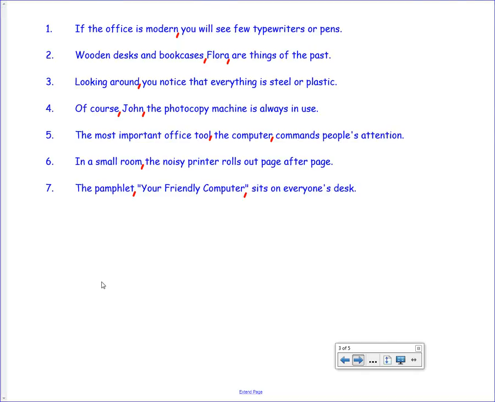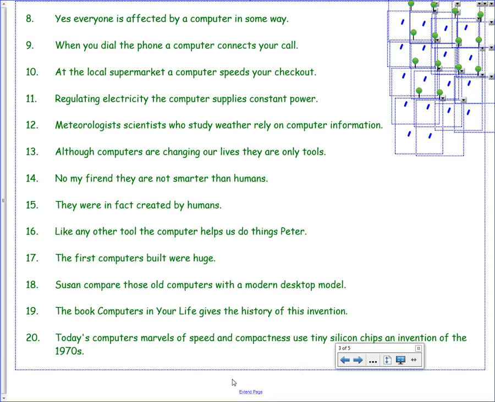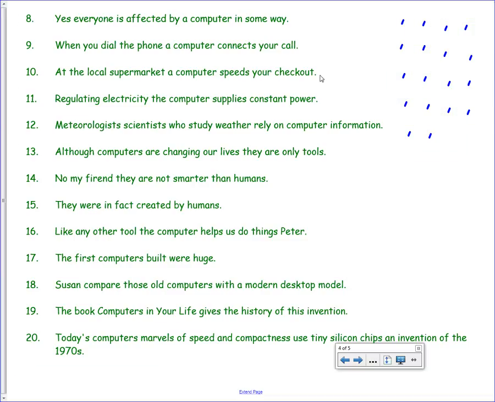Okay, next page. Yes, everyone is affected by a computer in some way. Yes is an introductory word, so we can set it off with a comma. Everyone is affected by a computer in some way makes sense. When you dial the phone, comma, a computer connects your call. A computer connects your call can stand by itself.